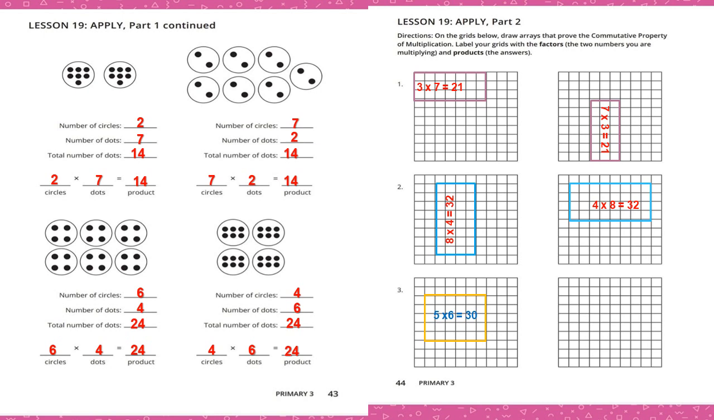We make the opposite here. 6 times 5. So we make 6 rows. We take 6 rows. 1, 2, 3, 4, 5, 6, and 5 columns. And the multiplication equation is 6 times 5 equals 30.